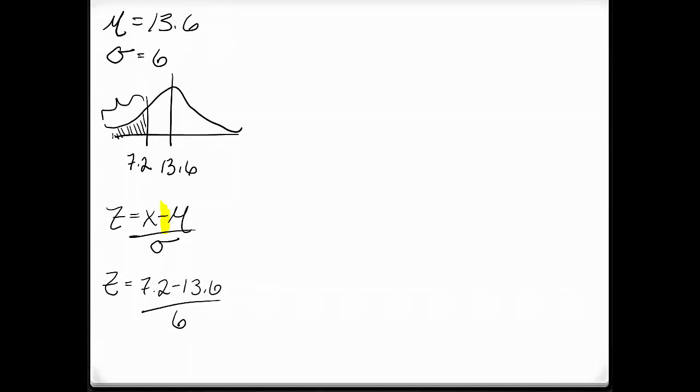So we've got 7.2 minus 13.6 divided by 6. And that gives me negative 1.07. All right. So to the Excel.